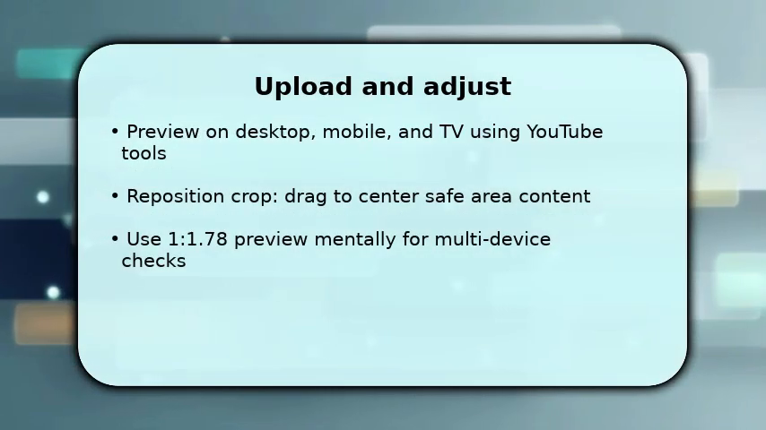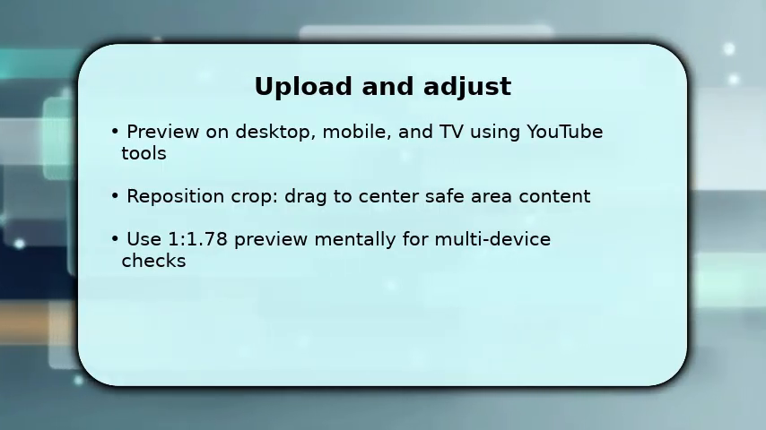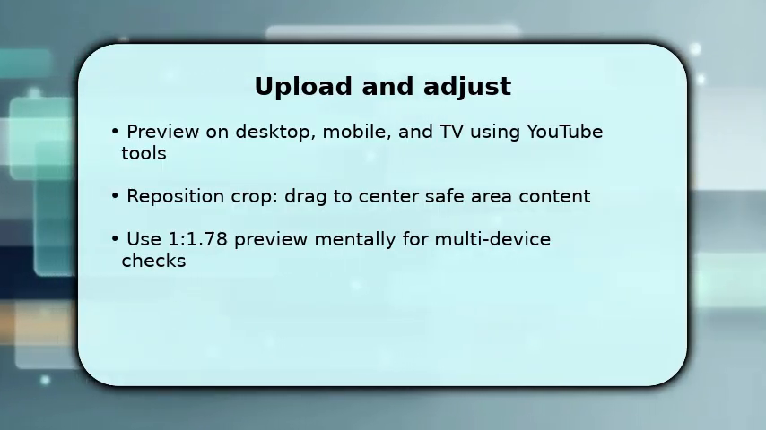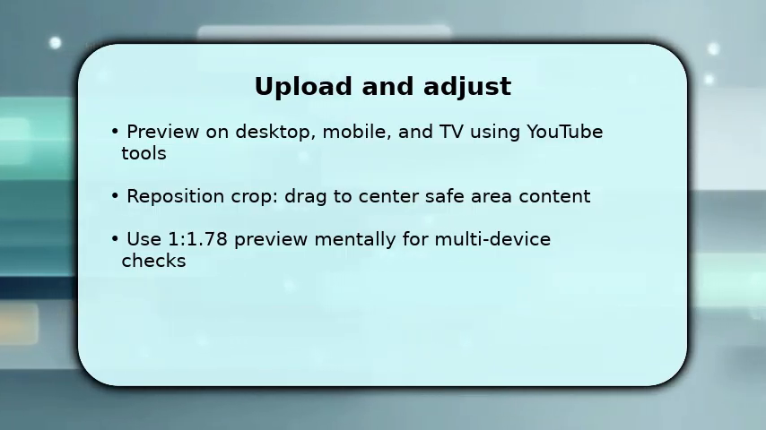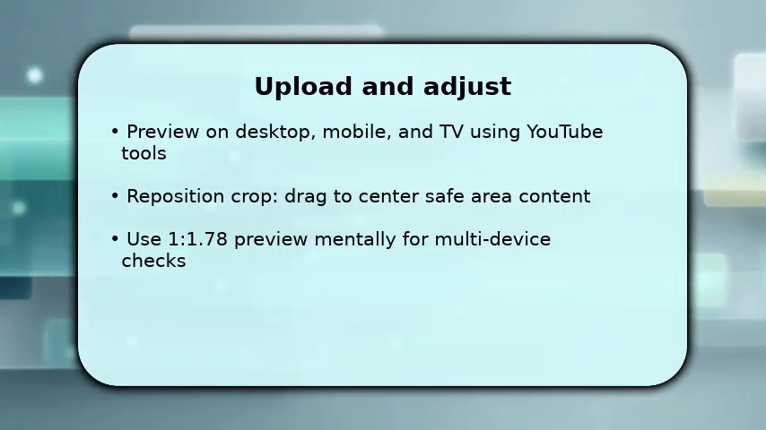After you upload, YouTube shows device previews. Use them. You drag and reposition the crop so the safe area remains centered across desktop, mobile, and TV. If text looks tight on phone, scale, or re-export at slightly larger safe area margins and re-upload.